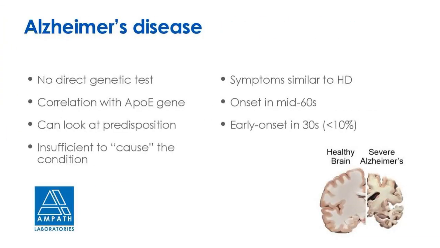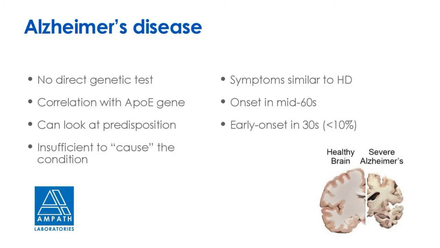And then I quickly wanted to touch on Alzheimer's disease, where there is such an overlap of symptoms in many ways between Alzheimer's and Huntington's. With Alzheimer's, however, there's no direct genetic test that will definitely predict or diagnose Alzheimer's disease. So Alzheimer's remains a clinical diagnosis. There is some correlation with the ApoE gene, where a particular variant may be associated with a predisposition, but this is still only an association and not an actual diagnosis.